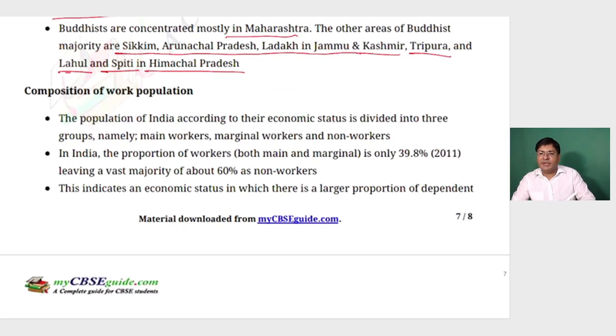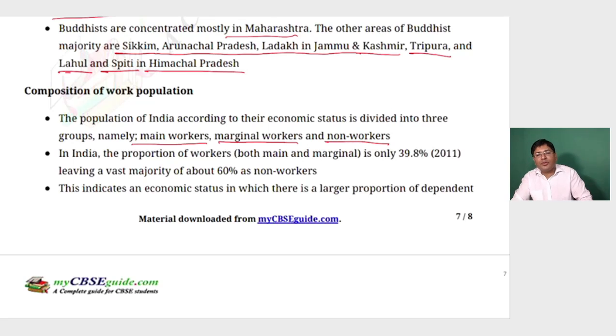The population of India, according to their economic status, is divided into three groups, namely the main workers, marginal workers, and the non-workers. In India, the population of workers, both main and marginal, is only 39.8%, leaving the vast majority of about 60% as the non-workers.